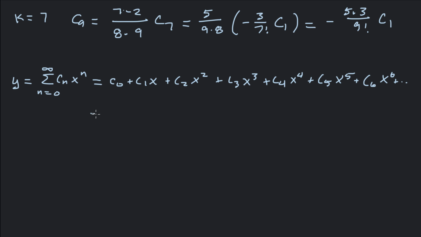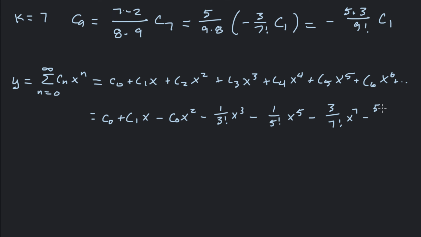So we expand this out, writing in the explicit relationships we know. Well, that's going to be C0 plus C1x minus C0x squared minus 1 over 3 factorial x cubed minus 1 over 5 factorial x to the 5th minus 3 over 7 factorial x to the 7th minus 5 times 3 over 9 factorial x to the 9. And the next one, we're not going to write it, but it would be 7 times 5 times 3 over 11 factorial x to the 11.